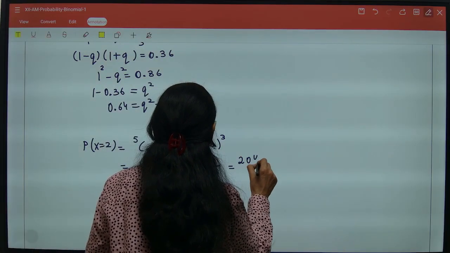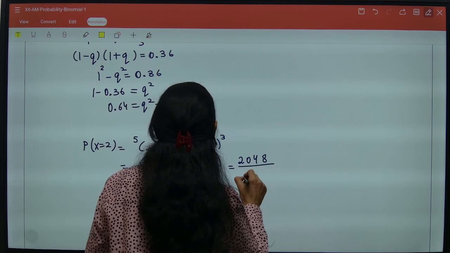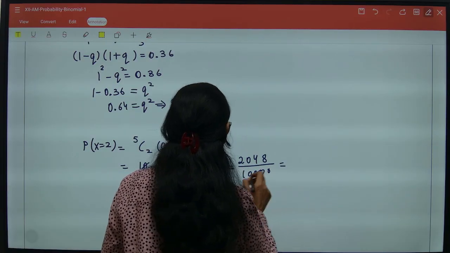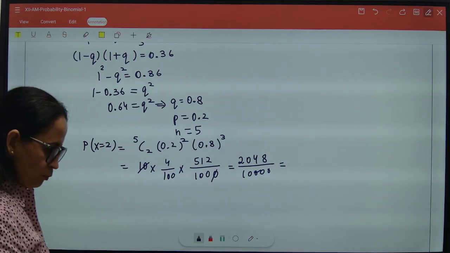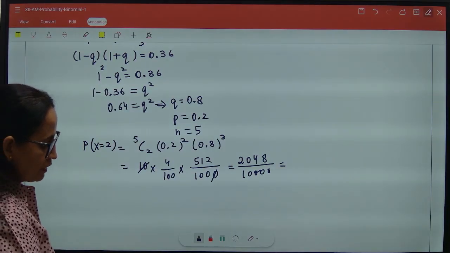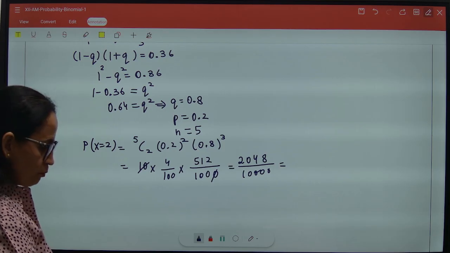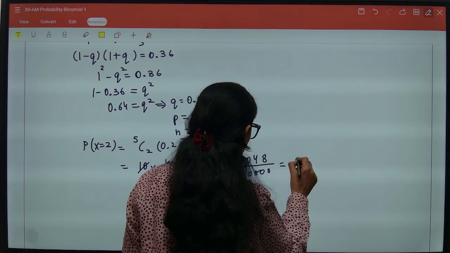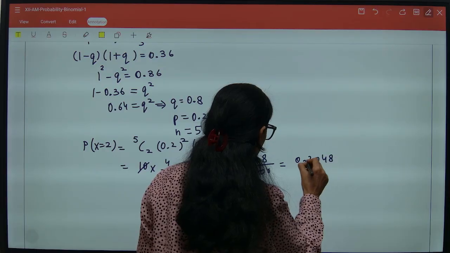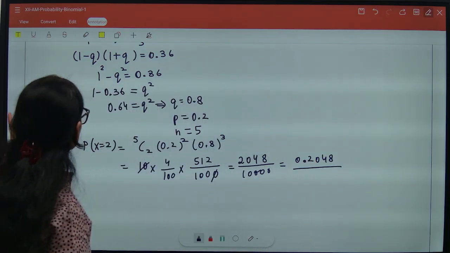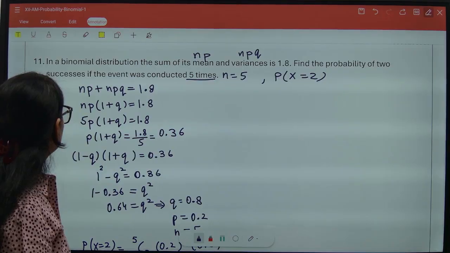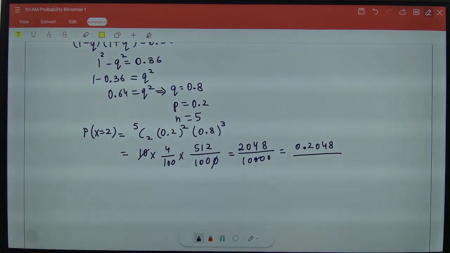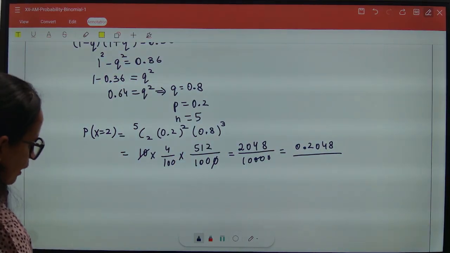2048 upon 10000, or you can leave it as a fraction also. So the probability of x being equal to 2 comes out to be 0.2048. Find the probability of 2 successes if the event was conducted 5 times. So we have got the answer, the probability of 2 successes when the event was conducted 5 times.